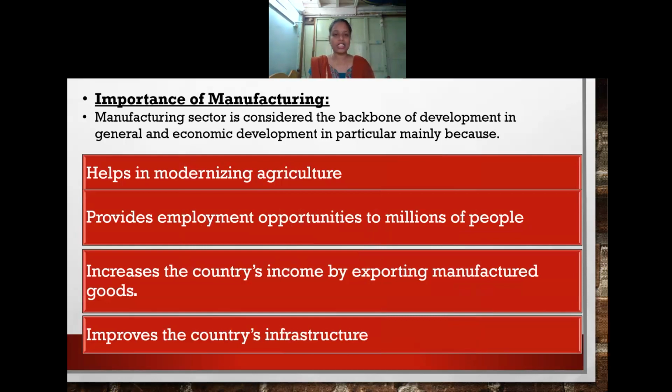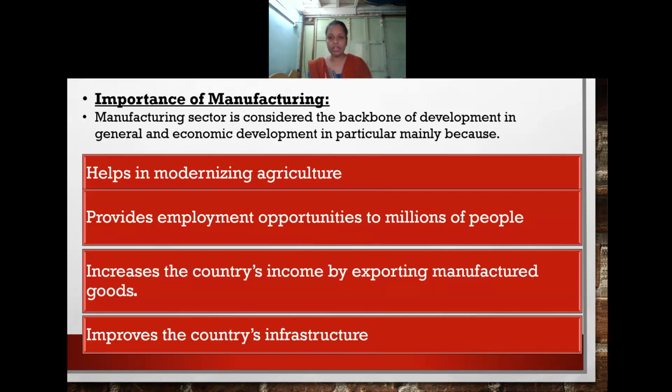It helps in modernizing agriculture. In what way will it modernize agriculture? I'm going to tell about the importance there. Manufacturing industries not only help in modernizing agriculture, which forms the backbone of our Indian economy. I have told you agriculture is the main backbone of our Indian economy.